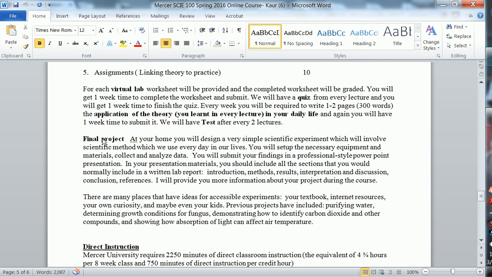Now the final project. Now what is your final project? At your home you will design a very simple scientific experiment which will involve the scientific method which we use every day in our lives. You will set up the necessary equipment and material, collect and analyze the data. So with this data you will be able to make a PowerPoint presentation, and that you have to submit. And that presentation should include all the sections which are normally there in a written lab report, which will include introduction, methods, results, interpretation and discussion, conclusions and references.